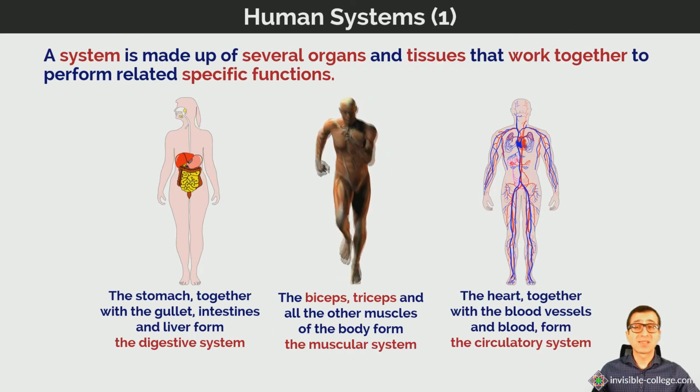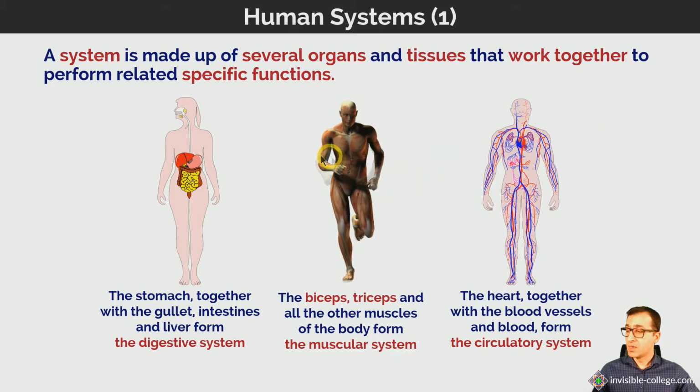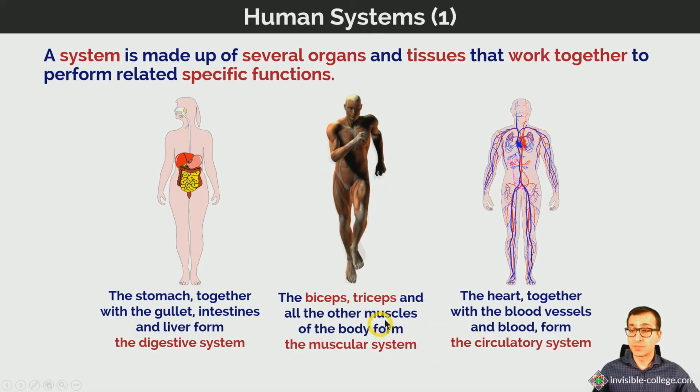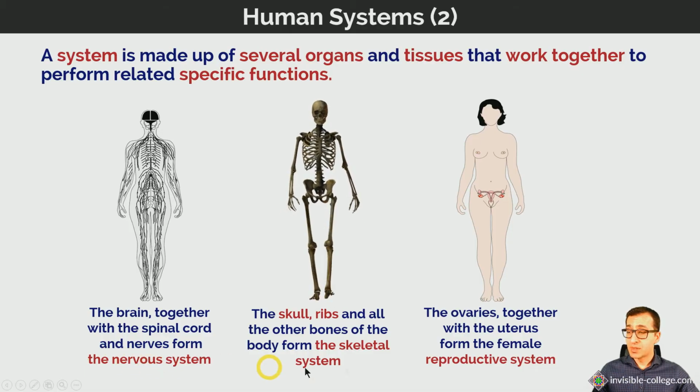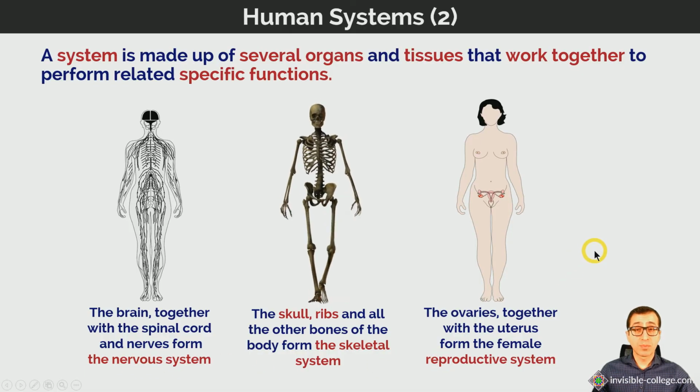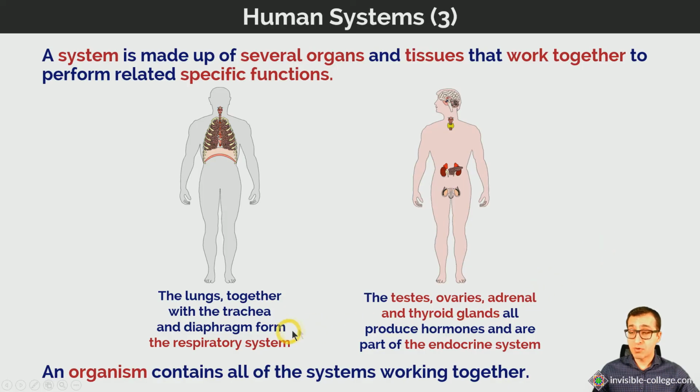So once again, an organ system is made up of specific organs and tissues which work together to perform a particular set of specific functions within that multicellular organism. So we have the digestive system, we have the muscular or musculoskeletal system, we have the circulatory system, we have the nervous system, and we have the reproductive system, but we also have other systems such as the respiratory system and the endocrine system. Now all of these are collections of tissues and specific organs which have specific jobs to perform within the body.